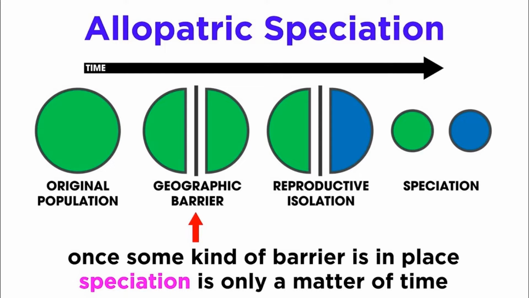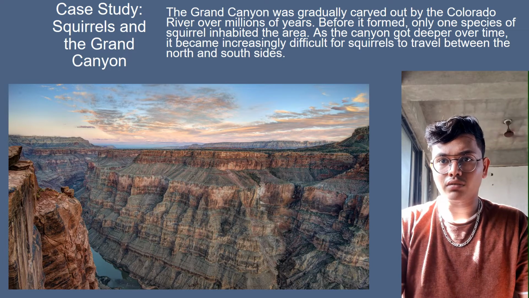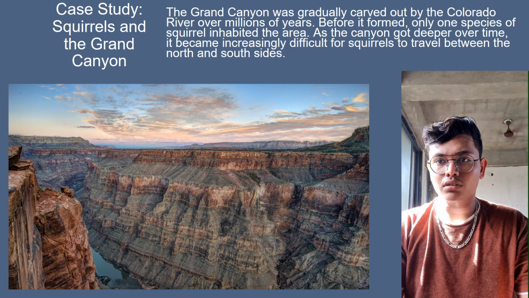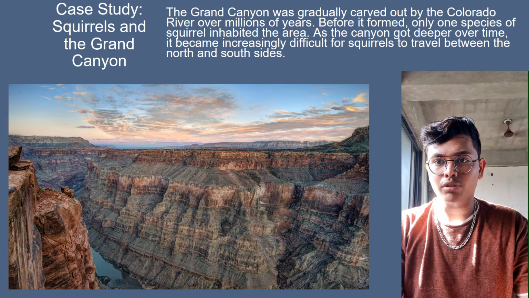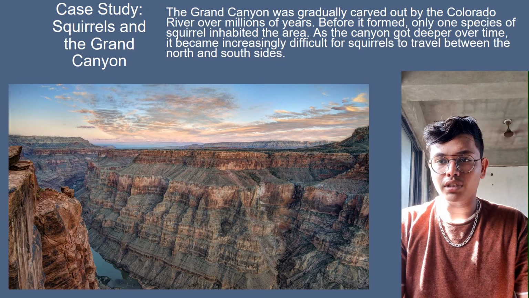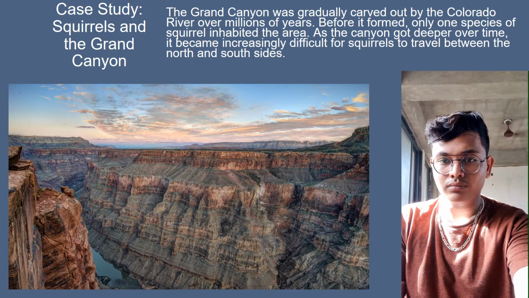Case study: squirrels and the Grand Canyon. The Grand Canyon was gradually carved out by the Colorado River over millions of years. Before it formed, only one species of squirrel inhabited the area. As the canyon got deeper over time, it became increasingly difficult for squirrels to travel between the north and south sides.